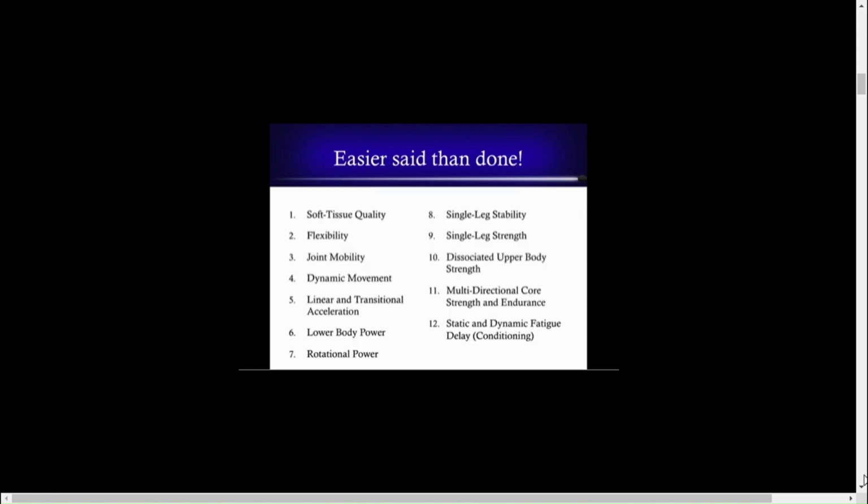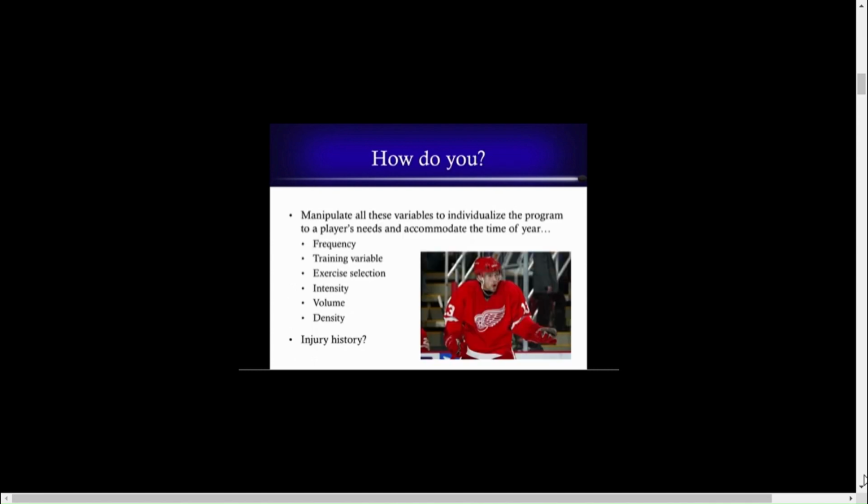Unfortunately, this is easier said than done. Looking back to what, at a bare minimum, needs to be included in a comprehensive program, this is a long list of training variables, many of which you may not be completely familiar with. Then you need to consider how to manipulate all these variables depending on the needs of the player and the time of year. This adds questions like how frequently they should train, what the focus of any given training session should be, what exercises they should use, how they should load them, how many sets and reps, what kind of rest intervals, and lastly, what happens if they're working around an injury.